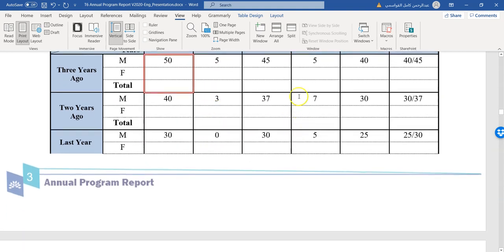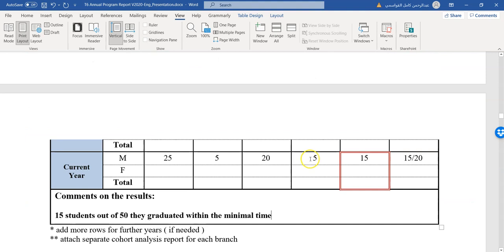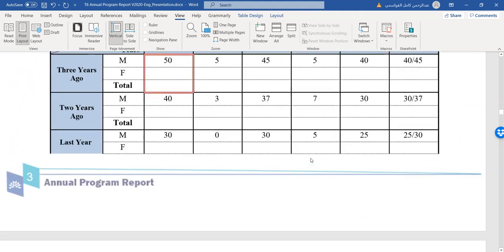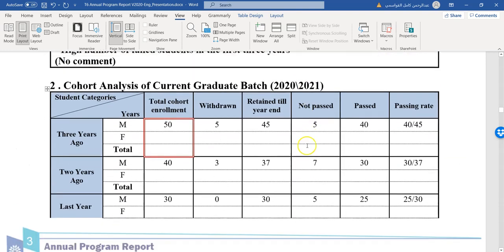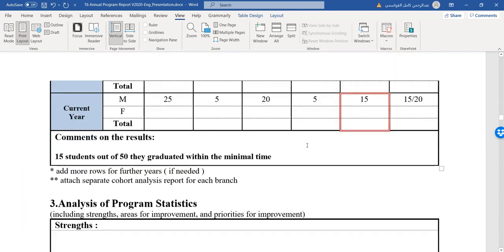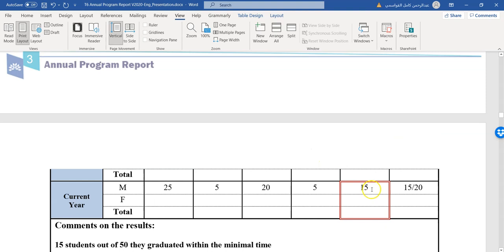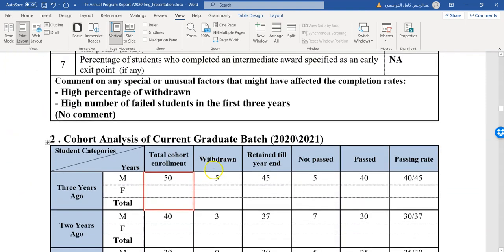And also I have 22 students they didn't pass and failed in some years. So the graduate students 15 students. This is for 4-year program.